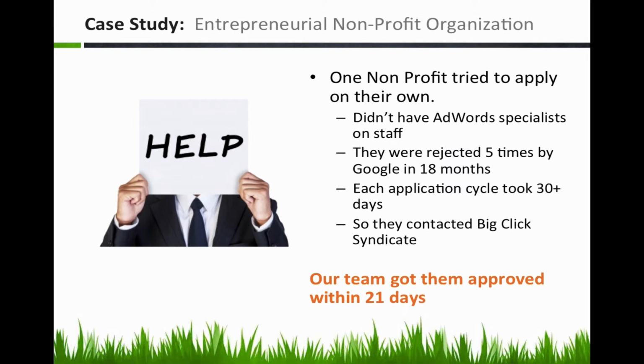The problem with the process is that each application cycle can take up to 30 days before you hear about the approval or denial of your application from Google. And they do not give you the reasons why you are rejected. You are able to reapply to the program, but you do so in the dark. So this is when they met us for our help. Luckily, our team has extensive experience with AdWords and the nonprofit program, and so we were able to get them approved within the next 21 days.